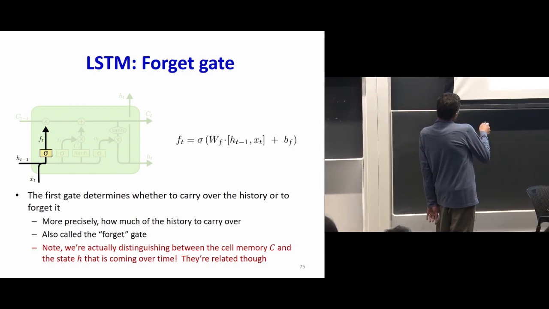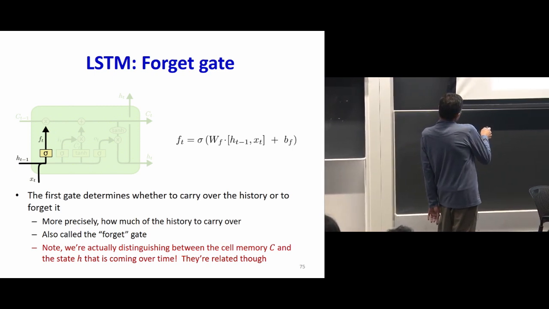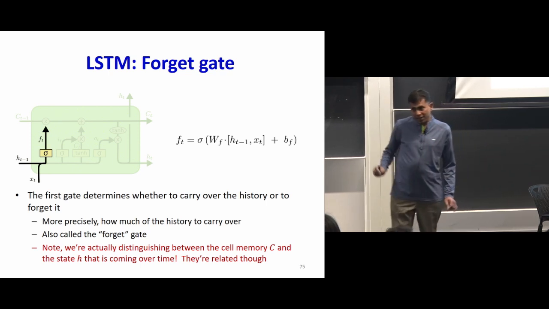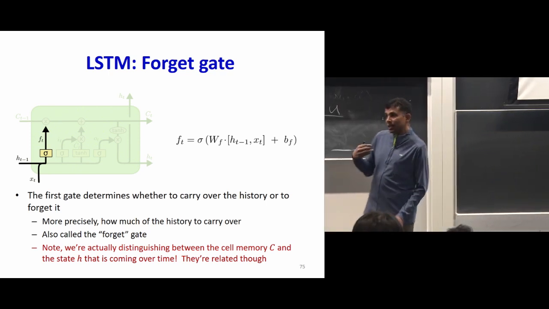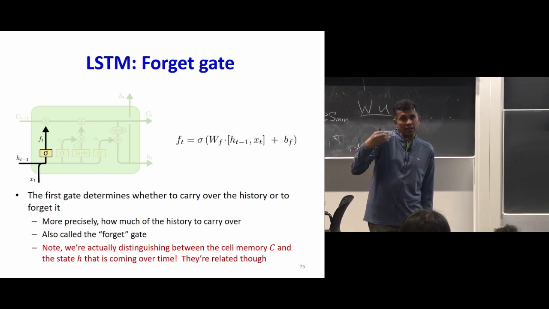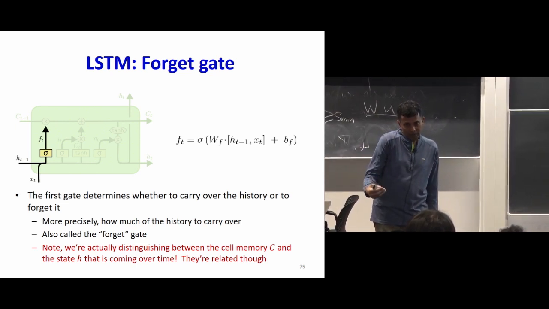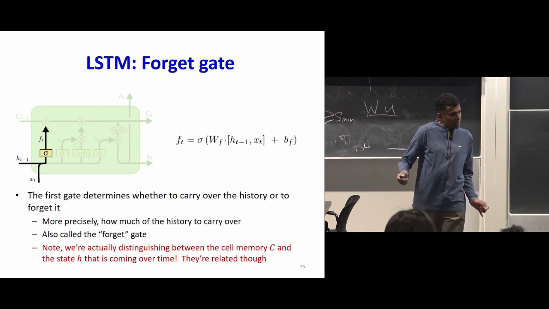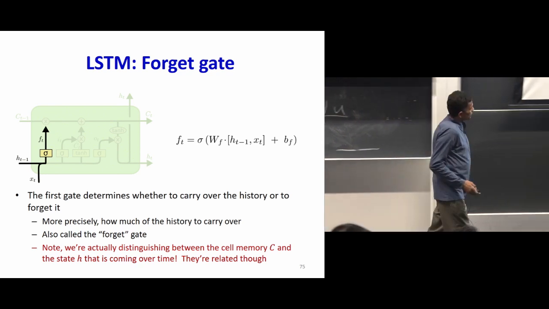Now observe that I'm distinguishing between the cell state and the hidden state value. The cell state is the memory, but the hidden state value that I'm thinking of is something that has been derived from the memory, right? The cell state is just an underlying state which holds things.